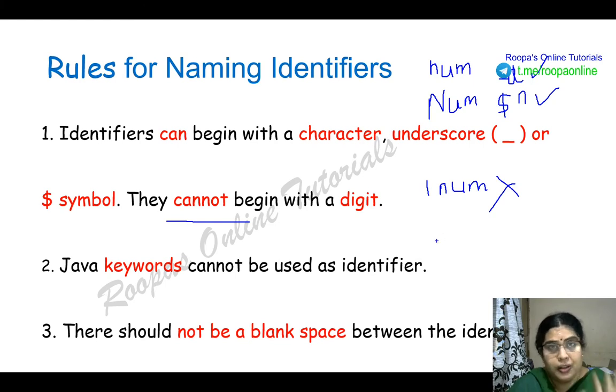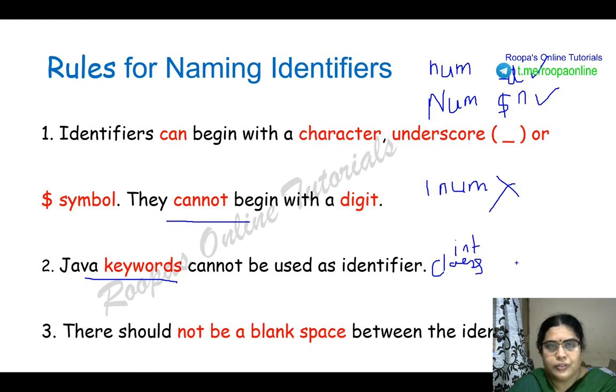This is the first rule. You should remember that identifiers should begin with a character, underscore, or a dollar symbol, but they cannot begin with a digit. The next rule is Java keywords cannot be used as identifiers. I told you keywords are special words with special meanings. So I cannot say int class, because class is a keyword.